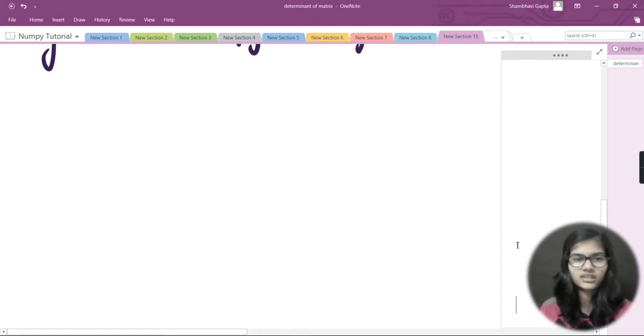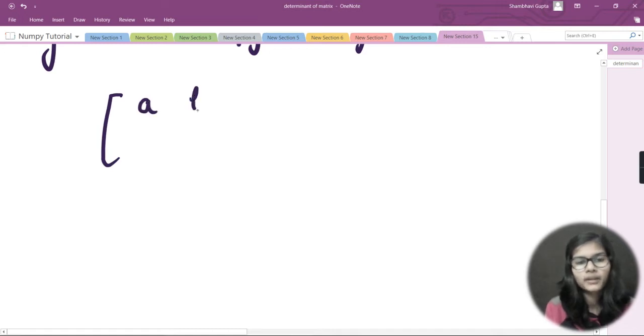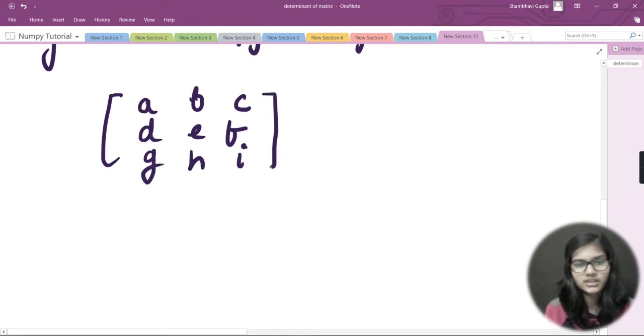So basically now, what's the formula? Let me write here and give the entries A, B, C, and then D, E, F, and then G, H, I. Fine. So this is basically the way for a 3 cross 3 matrix which I was telling. Now what's the way and what's the formula for using this?